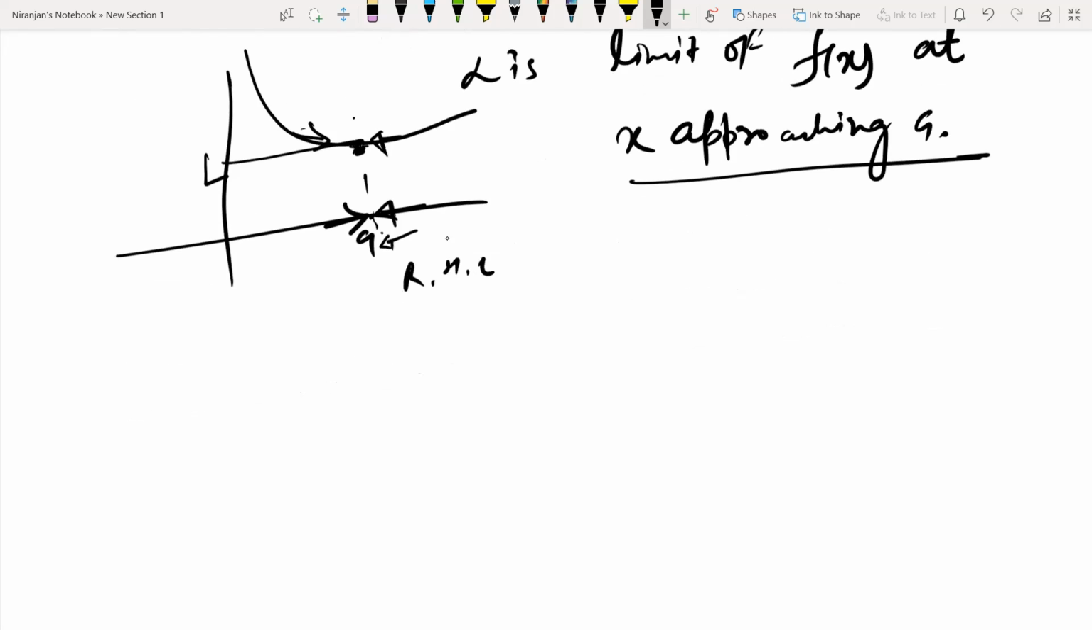Limit comes from here if you are approaching a from the right side, or if you are arbitrarily close somewhere here. Then you say that this is RHL, the right hand limit, a plus. If you are approaching from a minus, then this is LHL. That's what it means. It's the same definition.